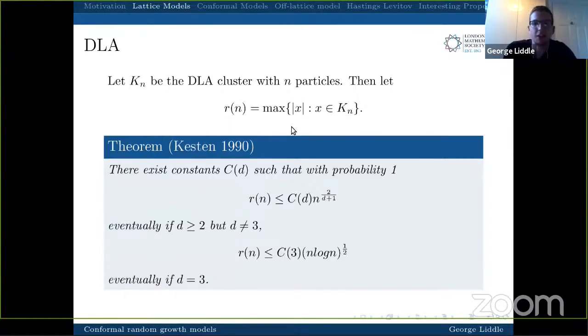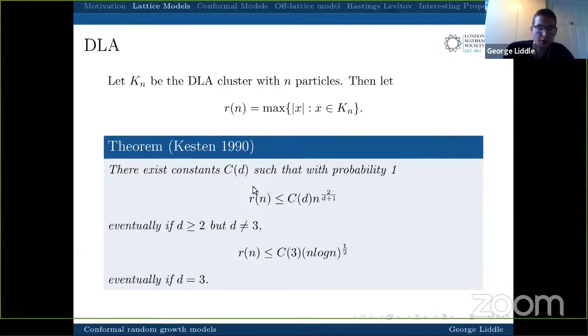Now it's clear that we have one trivial bound, that the upper bound will be n. If we just had n particles in a line, then clearly we're going to be of distance n from the origin. So we have an upper bound of n here, but we want to try and improve that, and Costa managed to improve that by saying that we've got some constant dependent on the dimension d, such that we find an upper bound of n to the 2 over d plus 1. So that's quite a significant improvement, and it rules out this convergence to a one-dimensional line.